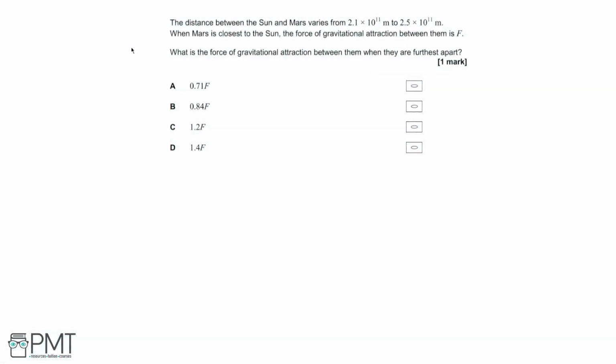This question is about gravitational fields. The question says, the distance between the Sun and Mars varies from 2.1 times 10 to the 11 meters to 2.5 times 10 to the 11 meters. When Mars is closest to the Sun, the force of the gravitational attraction between them is F. What is the force of gravitational attraction between them when they are furthest apart?